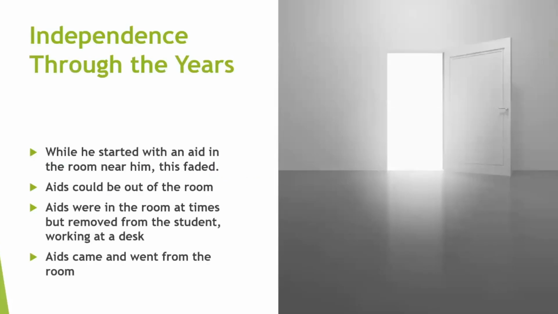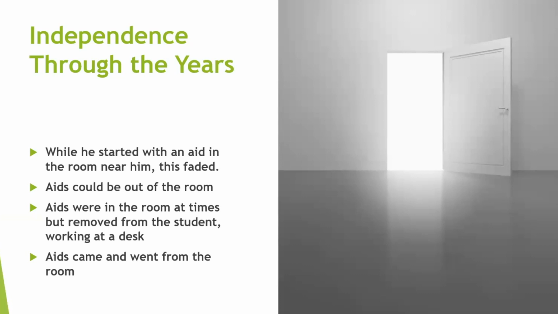I want to talk a little bit about the student. He started with an aide in the room near him. I'll fade this fairly quickly. An aide could be out of the room. Aides were in the room sometimes, but removed from the student, and other times working at the desk with the student. It depended on the class he was in and if he could do the work. Aides came and went from the classroom. Sometimes they weren't in the classroom at all, to give him that personal agency of being on his own.